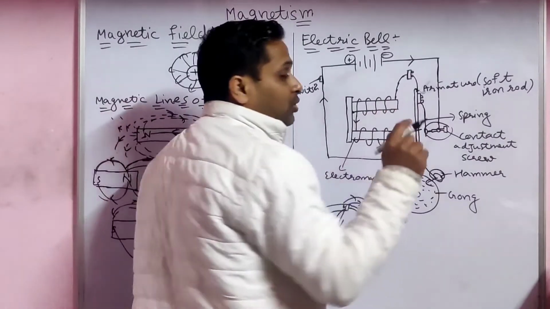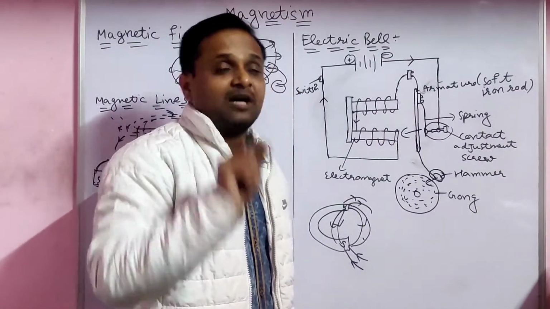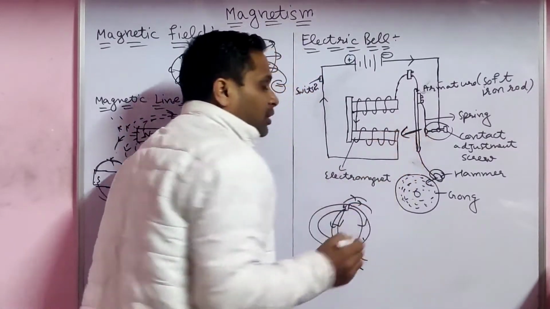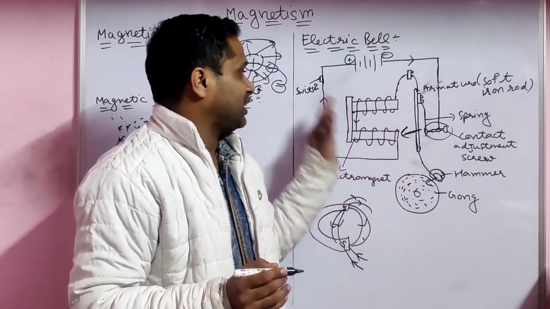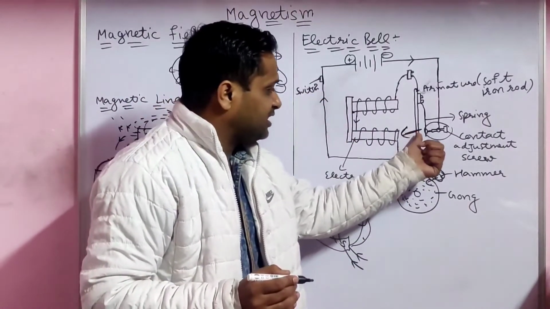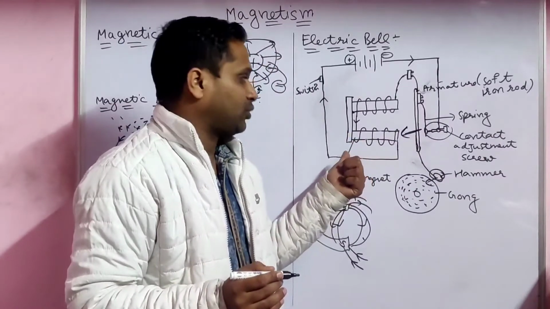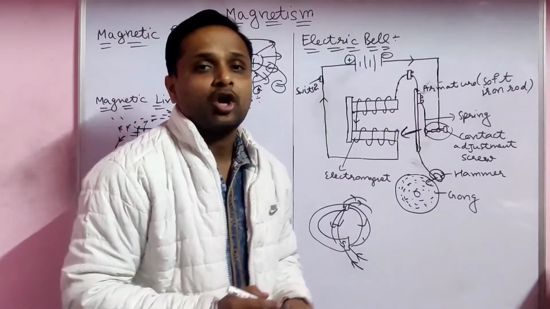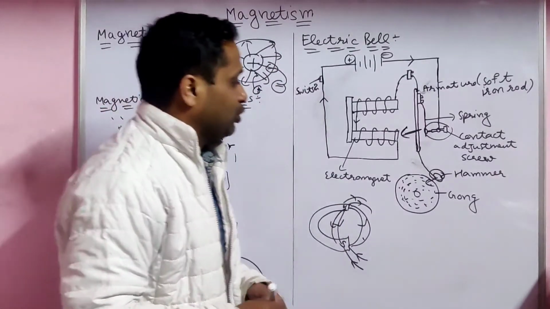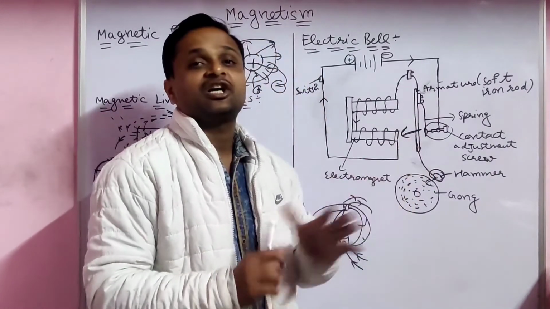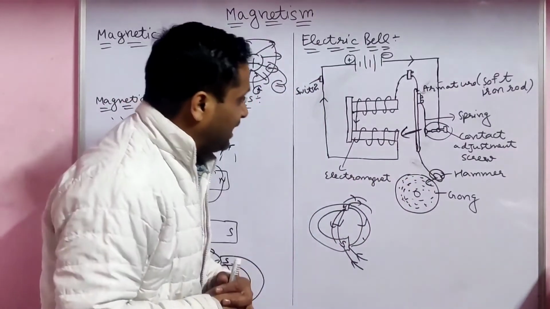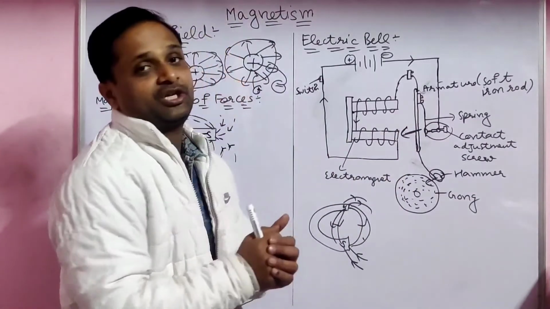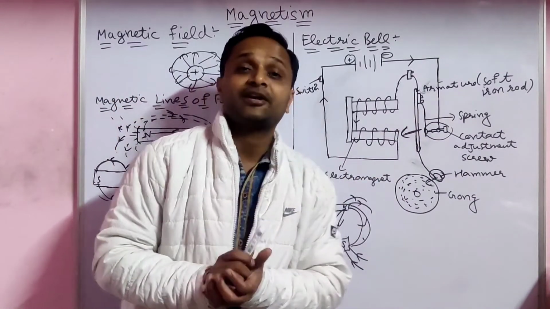But when you turn off the button, then what happens? Take care. When you pass the current, the circuit is closed, then the armature is attracted towards the electromagnet, and due to that, contact between the screw and spring is not there afterwards. Due to that, the circuit is open now, no current passes, and the armature goes back to the same position. So this is the main working of the electric bell.